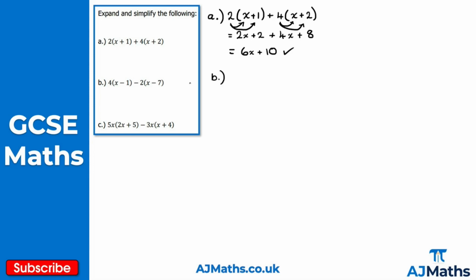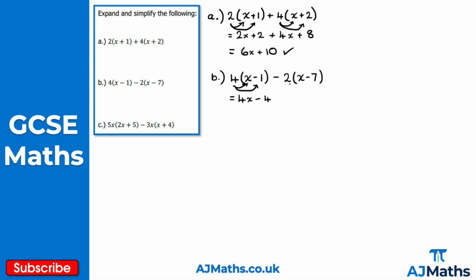So for B now, we've got 4 bracket x minus 1. Let's write this out in full. Then we've got minus 2 bracket x minus 7. So if we begin by expanding this first bracket here, we do 4 times x there. We're going to get 4x. And then we do 4 times minus 1. So that would give us minus 4.